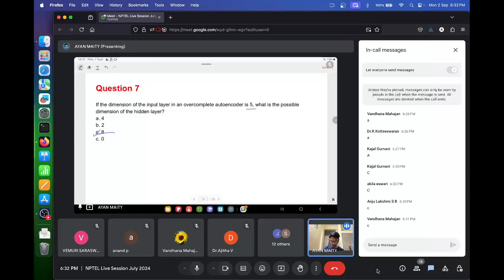So in overcomplete autoencoders, the input layer contains 5 units. The number of units in the hidden layer will be more than the number of units in the input layer. So the input layer contains 5 units, so the hidden layer must contain more than 5 units. Out of these 4 options, only option C has more than 5 units. So option C, 8, is the correct answer.